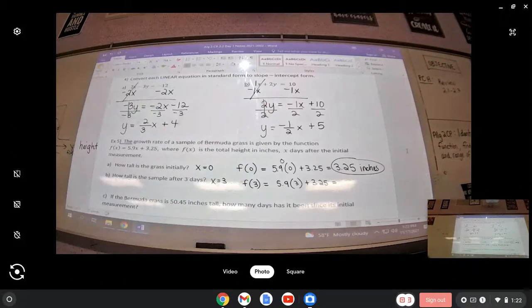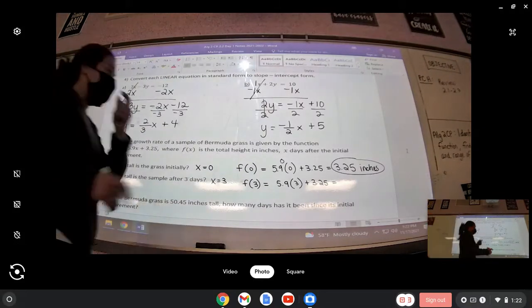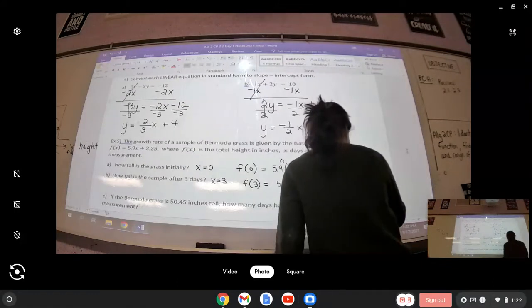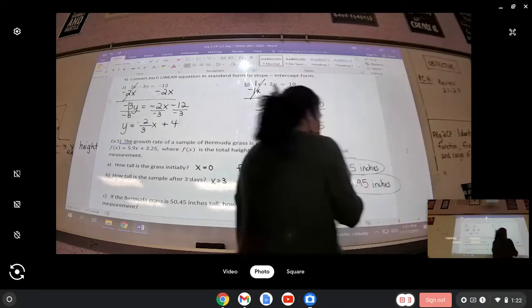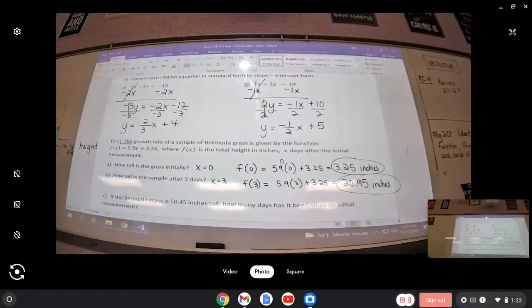So 3 days after all of this started, they go measuring the grass again. Now how tall is it? 20.95. Thank you for whoever said that. Inches. Nice. So it's going pretty quick.